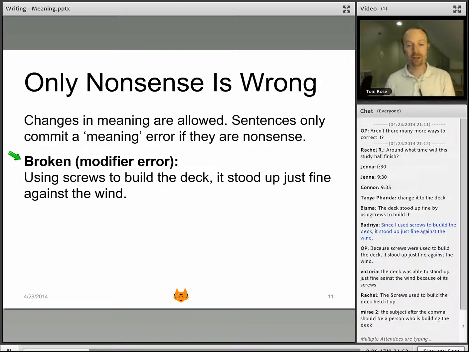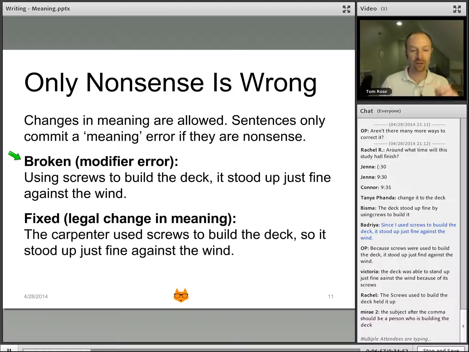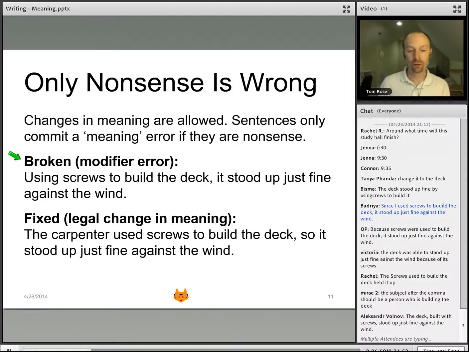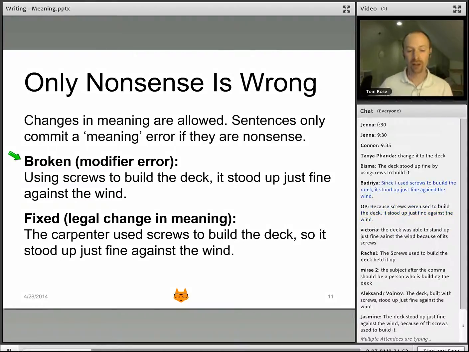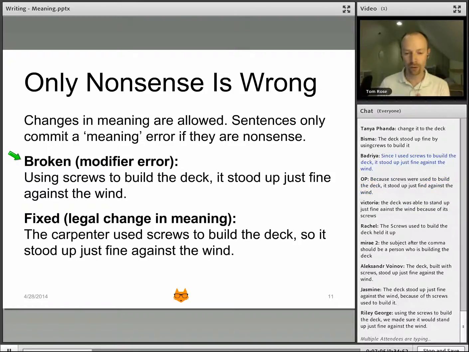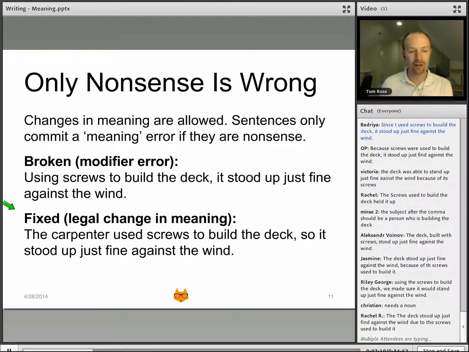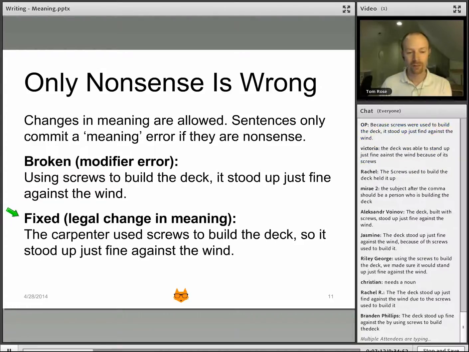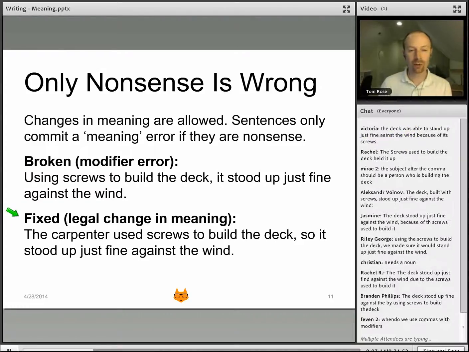Badria, excellent sentence, right? And how was that fixed? You'll notice that Badria put the word I in there, which is how we're going to fix it as well. That's a fine fix. Here's another fix. The carpenter used screws to build the deck, so it stood up just fine against the wind. Notice that in both of these, the ones that are coming in the chat window, and the one that we have up here on the slide, we've added the word carpenter.